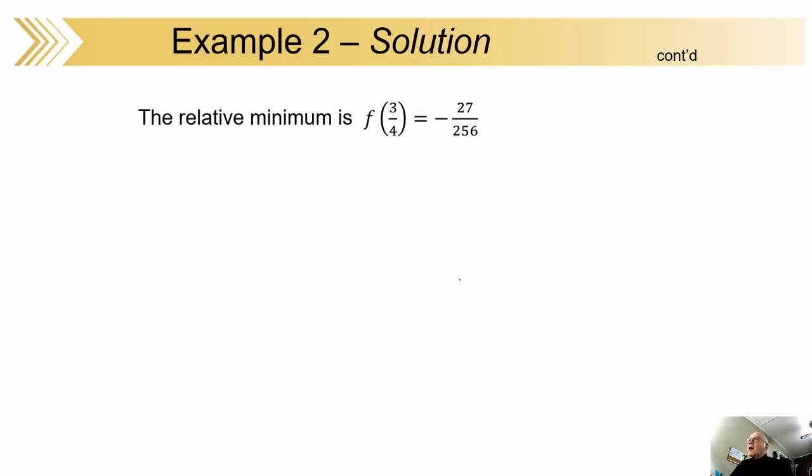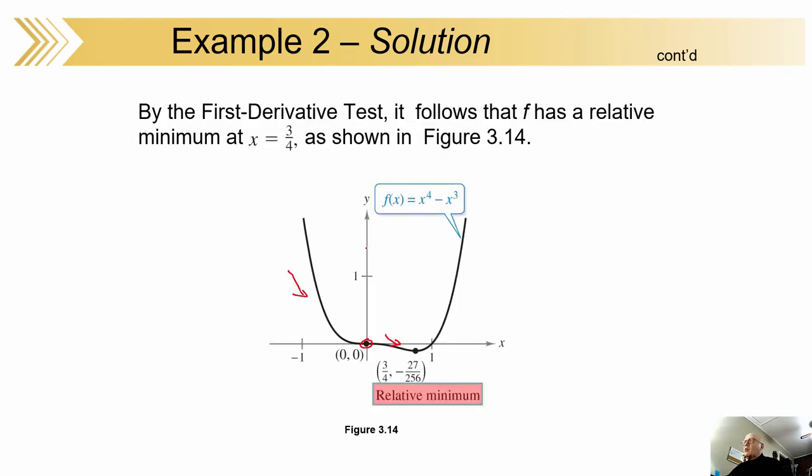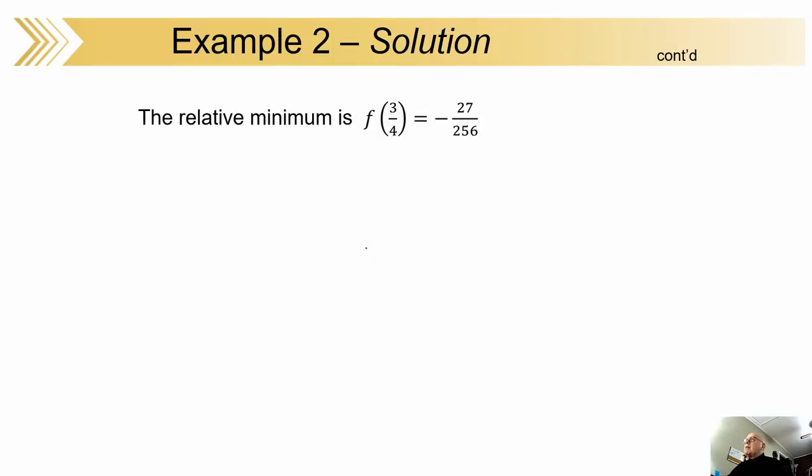A little bit of a reminder here too. What we found over here was we had the relative minimum at 3/4, but that means the x value is at 3/4. It's not the relative minimum. The actual relative minimum is this number right here.